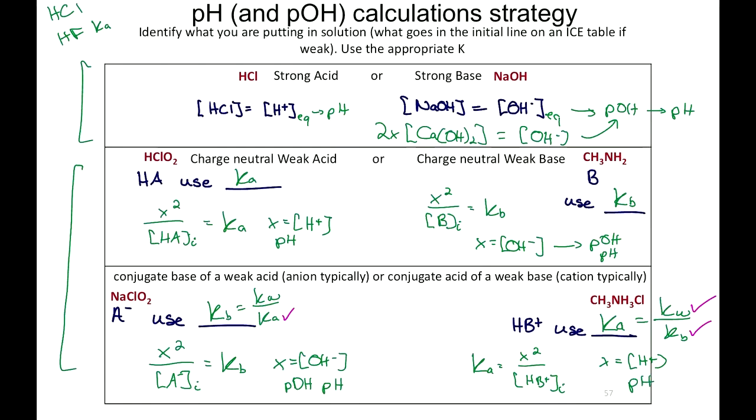Okay, so that is what you do, depending on what substance you're putting into water, all right? These are all method 2s, so using the approximation. This is, I give you a concentration of a substance, I give you the K value for it, and I ask you what the pH is. So that's what this very last slide is.